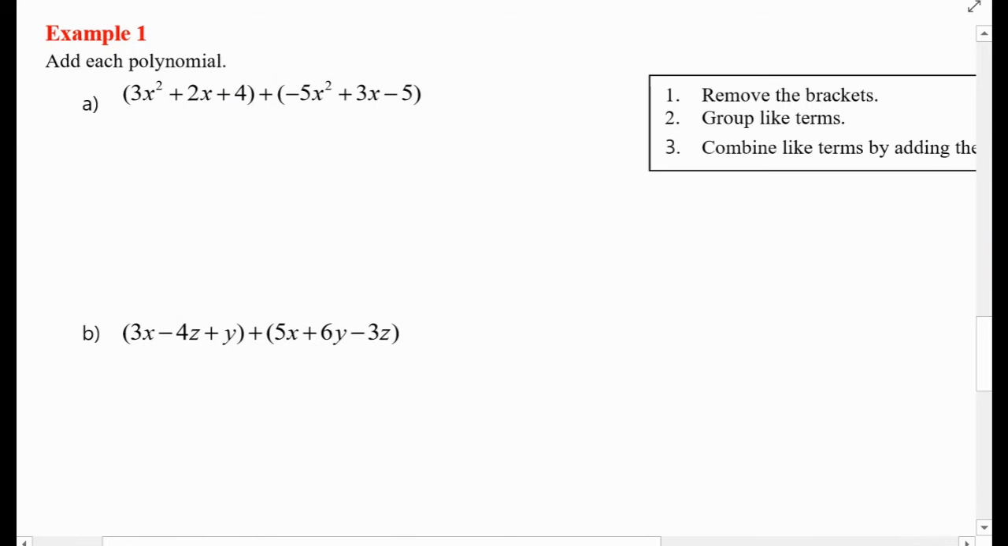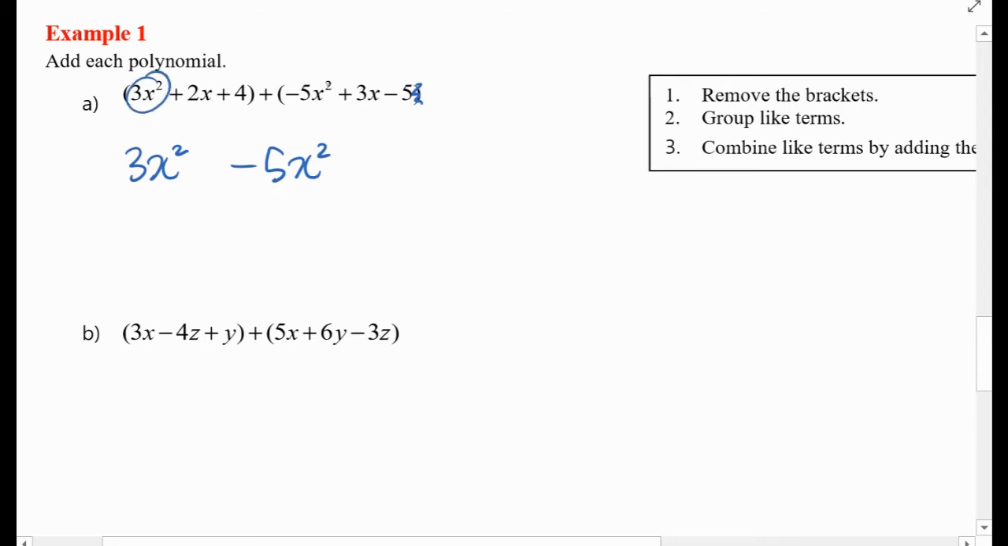So in grade 9, we learned how to add polynomials. Adding polynomials is pretty simple. You can just remove the bracket, remove the bracket, remove the bracket, and collect the like terms. To become like terms, they should have the same variable and same degree, the same variable and same exponent. So here, 3x squared and negative 5x squared.